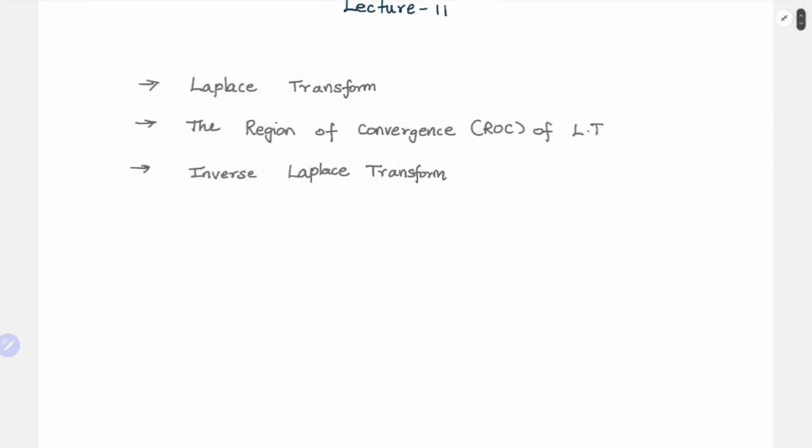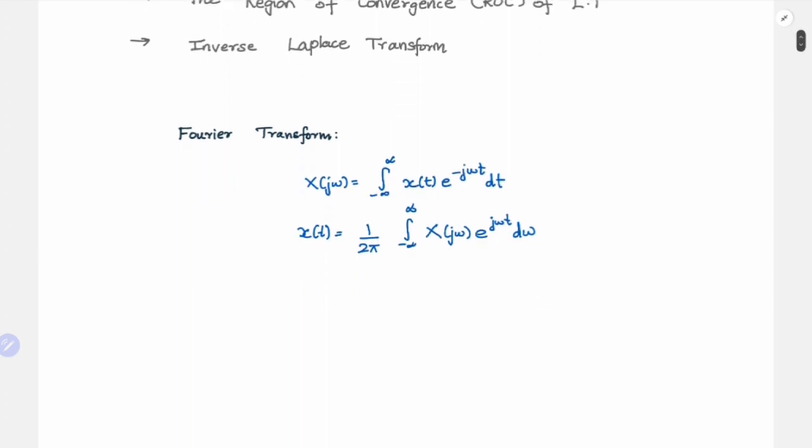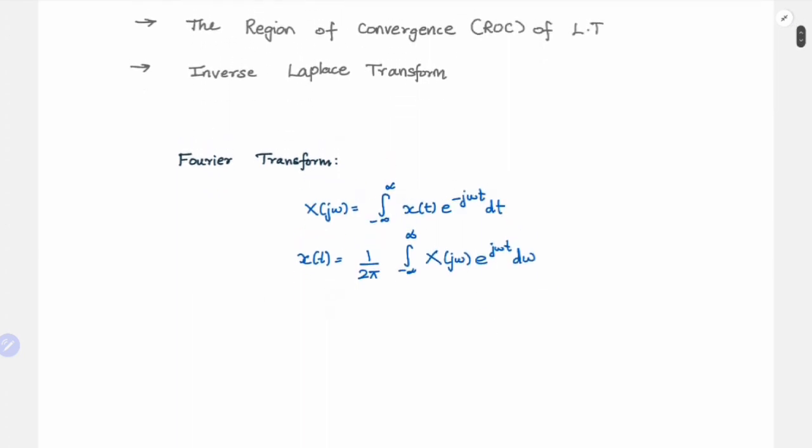So in the previous videos, we saw about the Fourier transform. There we studied these two equations. The analysis equation of the Fourier transform, x of t e power minus j omega t dt, and the inverse Fourier transform or the synthesis equation, given by this one, e power j omega t d omega. So you should be careful with the signs. Okay, so in this lecture we are going to see about Laplace transform.